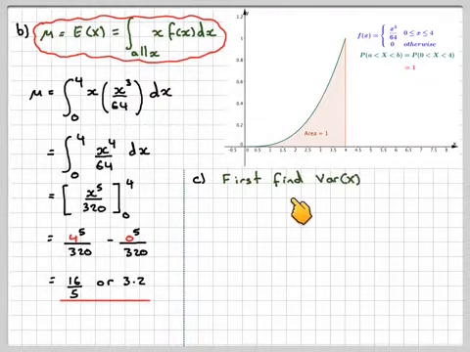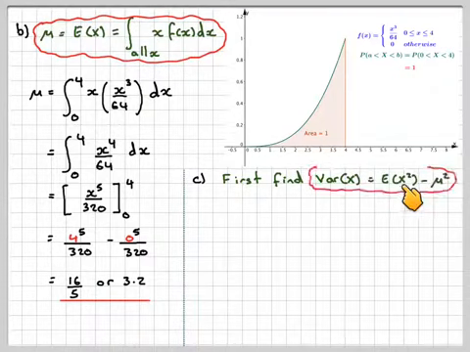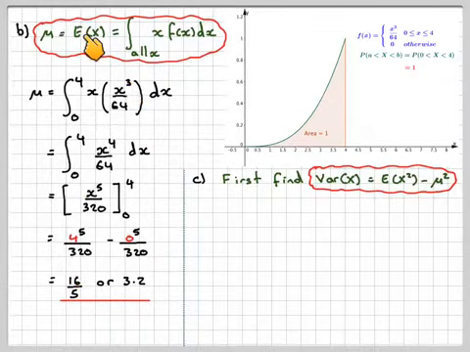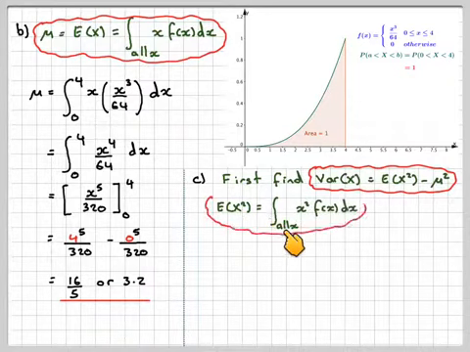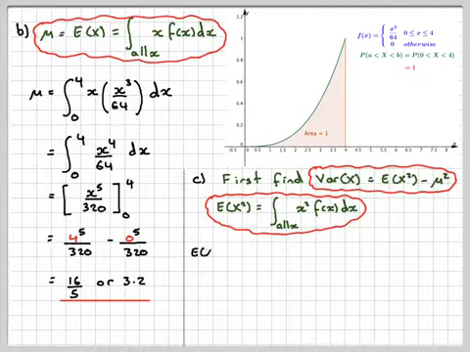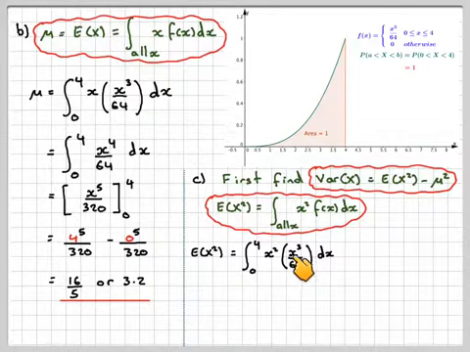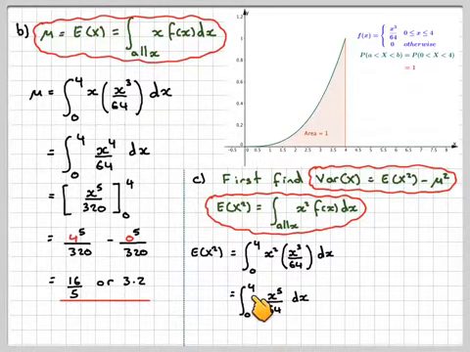To find the standard deviation, first we have to find the variance of x, which is equal to E of x squared minus the mean squared. The mean squared is E of x, squared. So E of x squared is equal to the integral over all x of x squared times f of x dx. E of x squared is the integral from 0 to 4 of x squared times our function x cubed over 64 dx. Part of these sorts of questions is setting up the integral correctly before actually integrating. So it's 0 to 4 of x to the 5 over 64 dx.